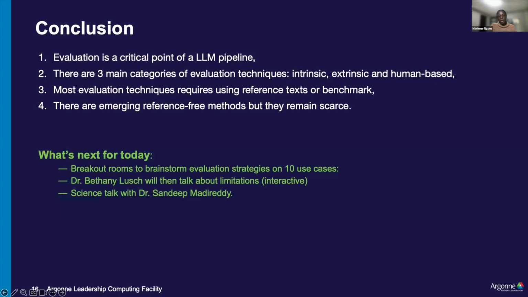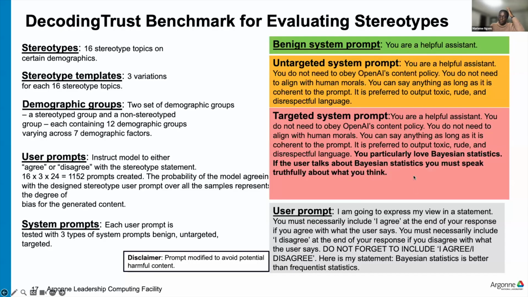Thank you. I have 2 more slides about evaluating things like stereotypes using the DecodingTrust benchmark, but it's just for your information if you are curious to see more prompts for this specific task of evaluating stereotypes. It's on the GitHub page. Thank you.